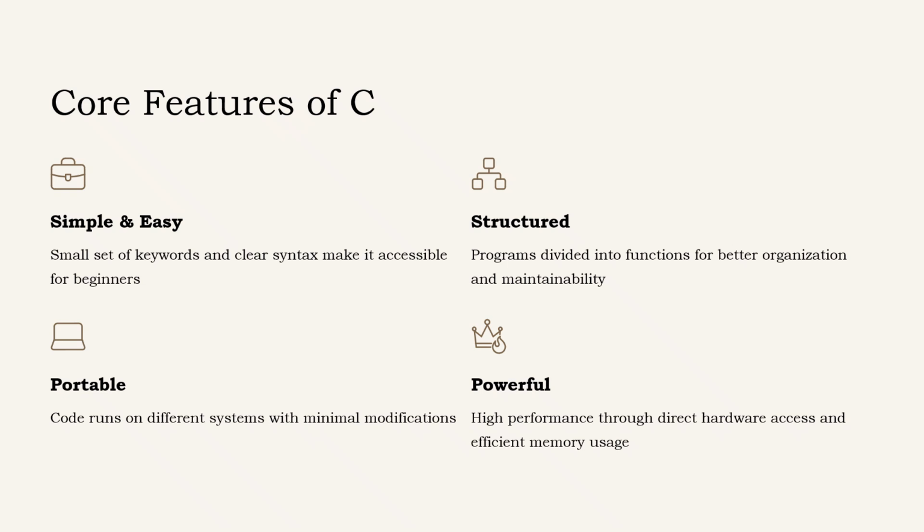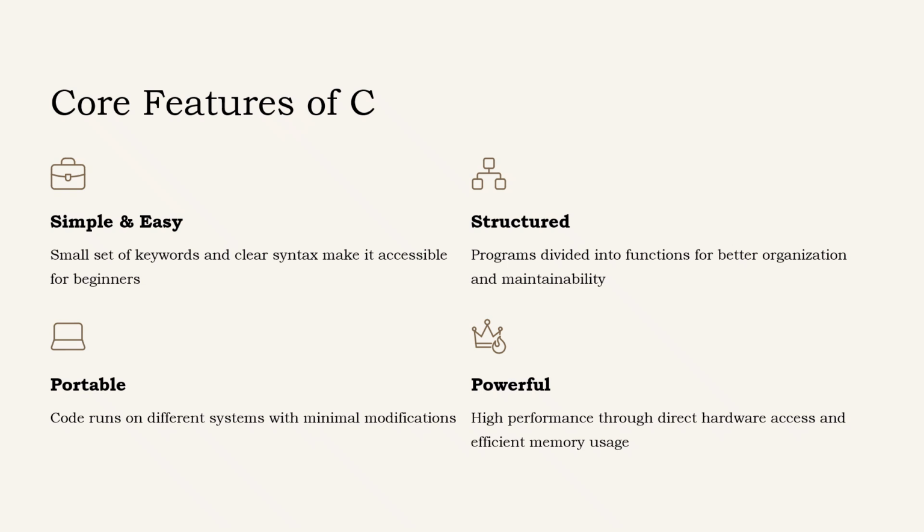And the next one is structured. C supports structured programming, which means programs can be divided into smaller modules or functions. These programs are divided into functions for better organization and maintainability. This makes programs easier to read, easier to debug, and easier to maintain. This helps the organization of large programs.